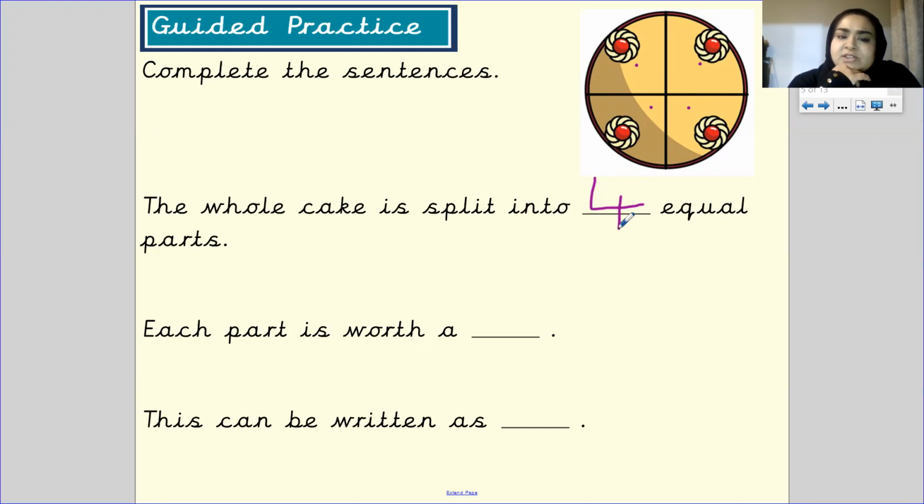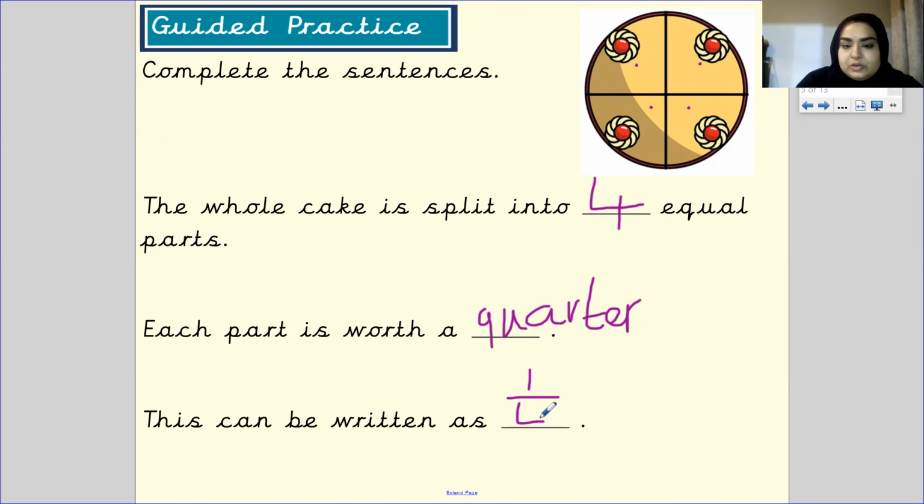Now, what do you think each part is worth? Fantastic. So each part is worth a quarter. Because remember, half means 2 and quarter means 4. Now, how do you think this will be written using your fraction knowledge? Fantastic. It will be 1 over 4, which means quarter, 1 quarter.